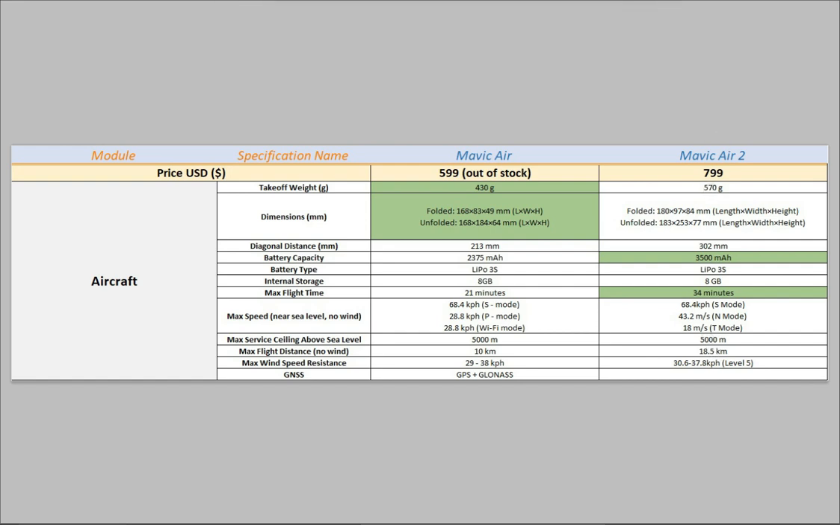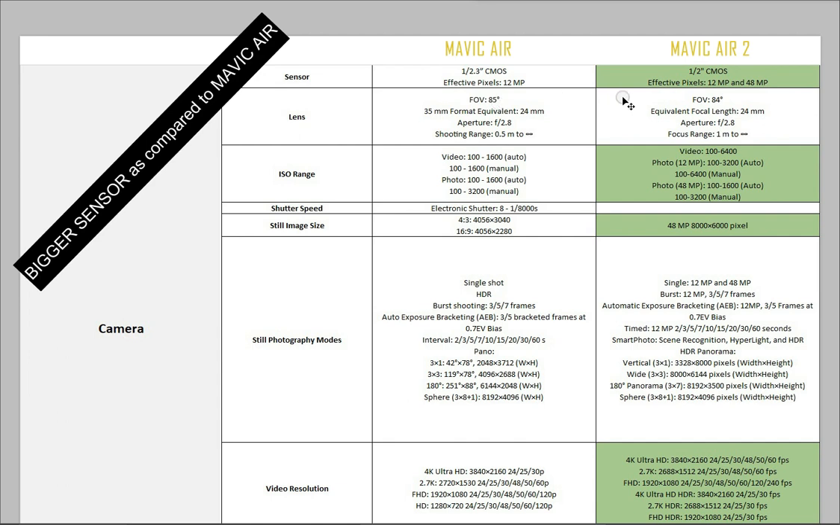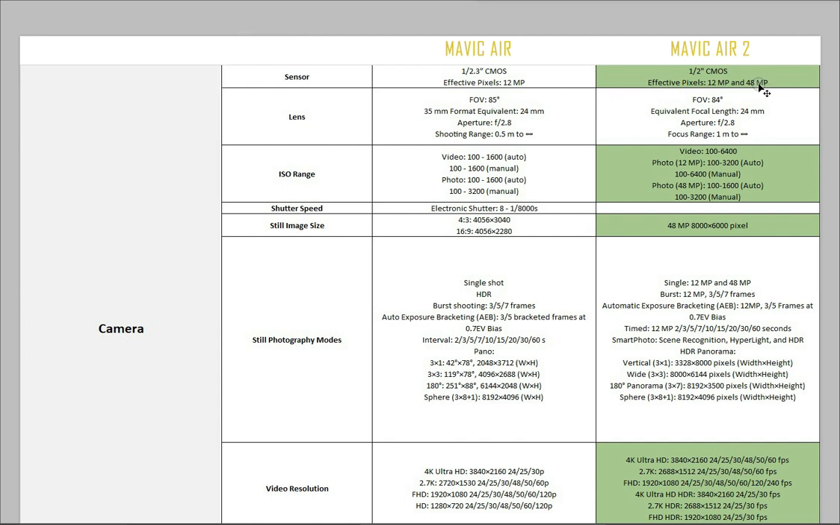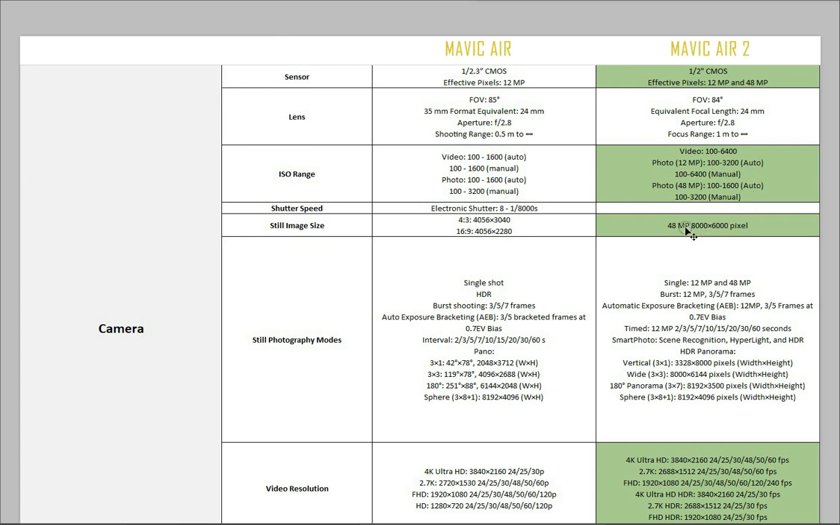Then if you see the wind speed resistance, it almost remains the same as for the Mavic Air. And now let's talk about the camera itself. The sensor has got bigger, a little bit bigger, and then you have this 48 megapixel option available as well, which gives you quite a bigger size image. As you can see here, 4:3 ratio image will be 8000 into 6000 pixels, and which was almost the half in Mavic Air.